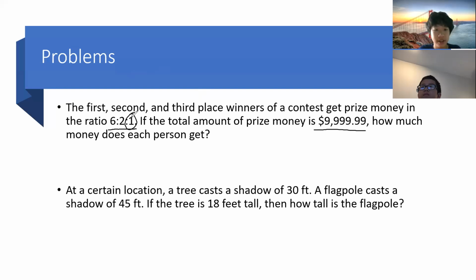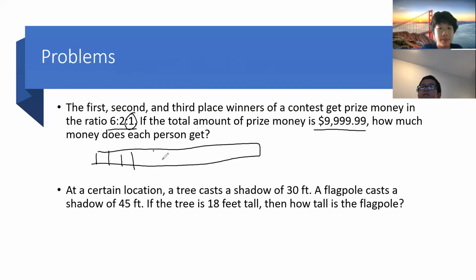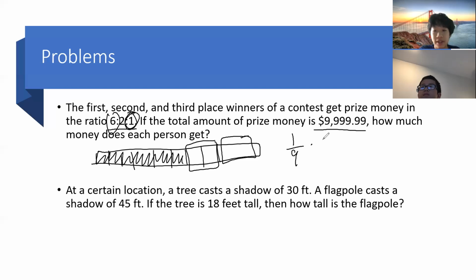So let's find how much this guy got. If we think of the money as divided into pieces, let's say this is the total amount of money, divided into pieces 1, 2, 3, 4, 5, 6. We know that the first person is going to get 6 pieces. The second person is going to get 2 pieces. The last person is going to get 1 piece. So what fraction of the total does this guy get? That's 1 out of 9 total pieces. So 1/9 of the money goes to the third place.